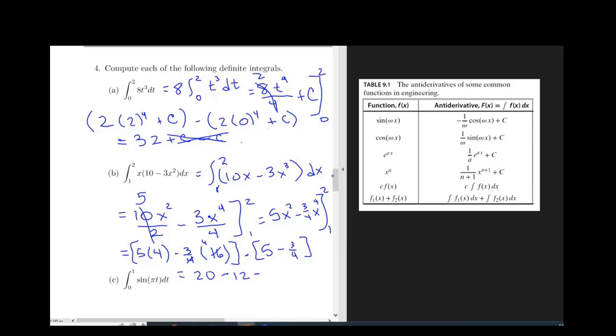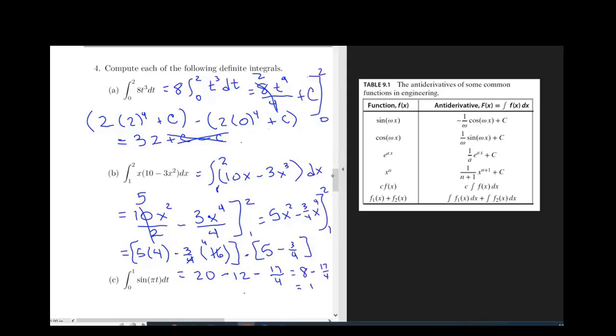Minus, and I'll put these all into the same, I'll put 5 into fourths. So I have 20 fourths minus 3/4 is 17/4, right? And I get 8 minus 17/4. 8 is 32/4. 32 minus 17 is 15, I believe. 15/4. I believe that is right. I would just leave it as 15/4.